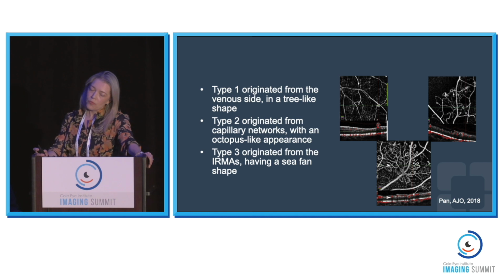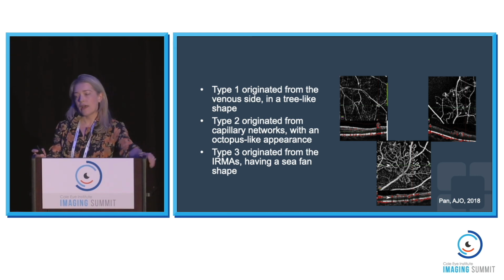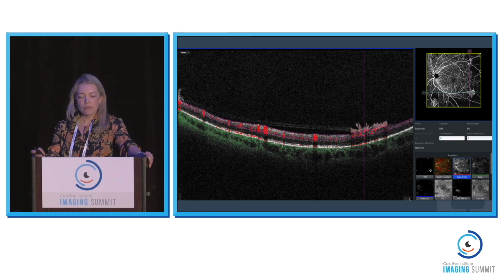There's also a lot of work trying to actually analyze the NVE in much more detail than we previously have using fluorescein angiography. There are potential classifications such as type 1 originating from the venous side in a tree-like shape, type 2 originating from the capillary network with an octopus-like appearance, and on the bottom, type 3 originating from IRMA having a C-fan shape. And I think a lot of work still remains to be done in this area because I think these areas of NVE are not all created equal.